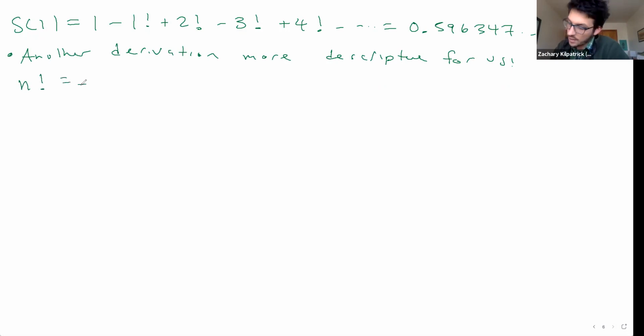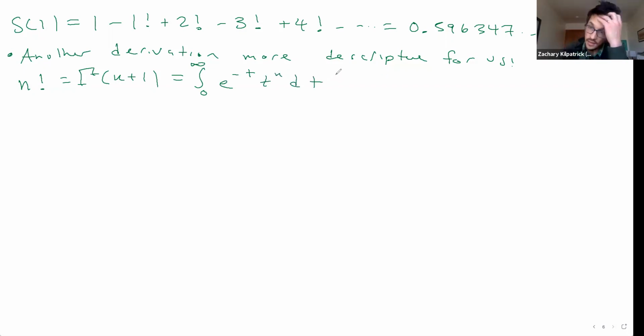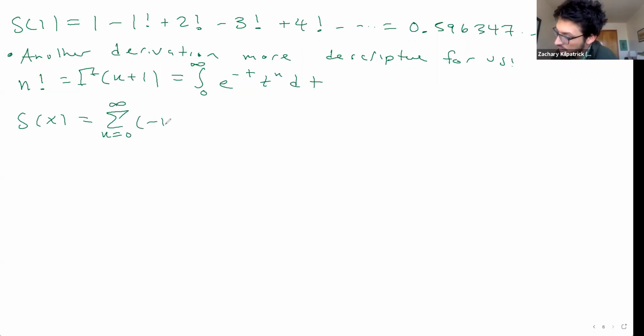Those of you that have seen the gamma function before, I think in PDEs we talked about this. The gamma function, gamma of n plus 1, you can use it to represent factorials. It's written as the integral of e to the minus t, t to the n dt. It's sort of extending the factorial to the reals. Well, we can also represent s of x in terms of the gamma function, and you'll see the gamma function come up a lot in these methods for integrals that we'll talk about next week.